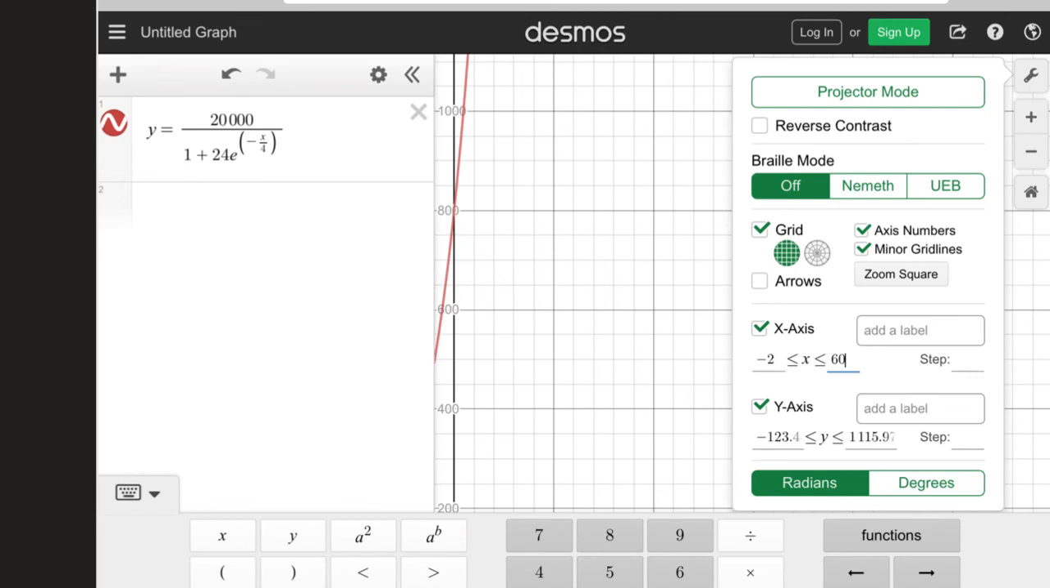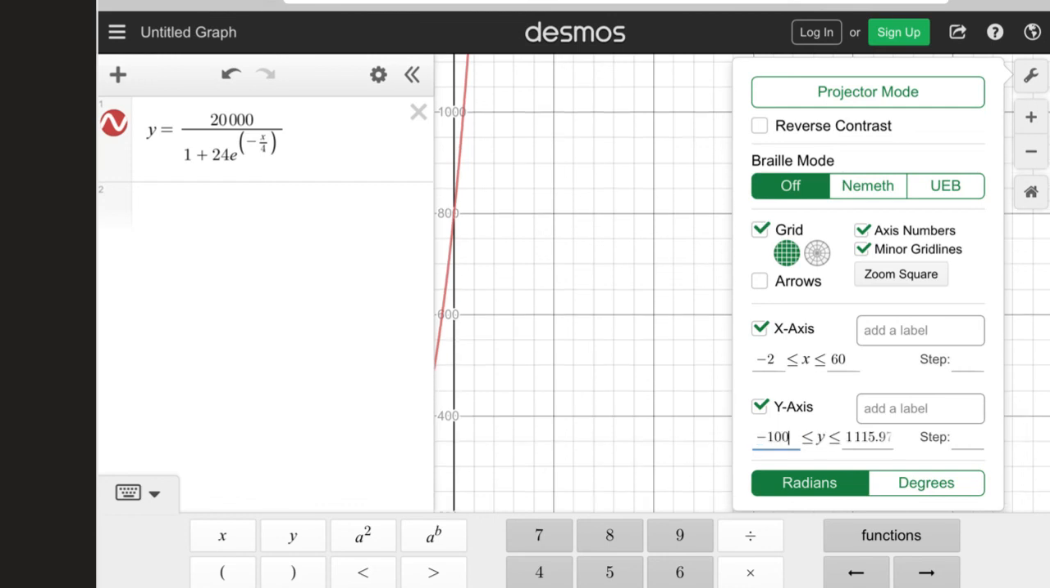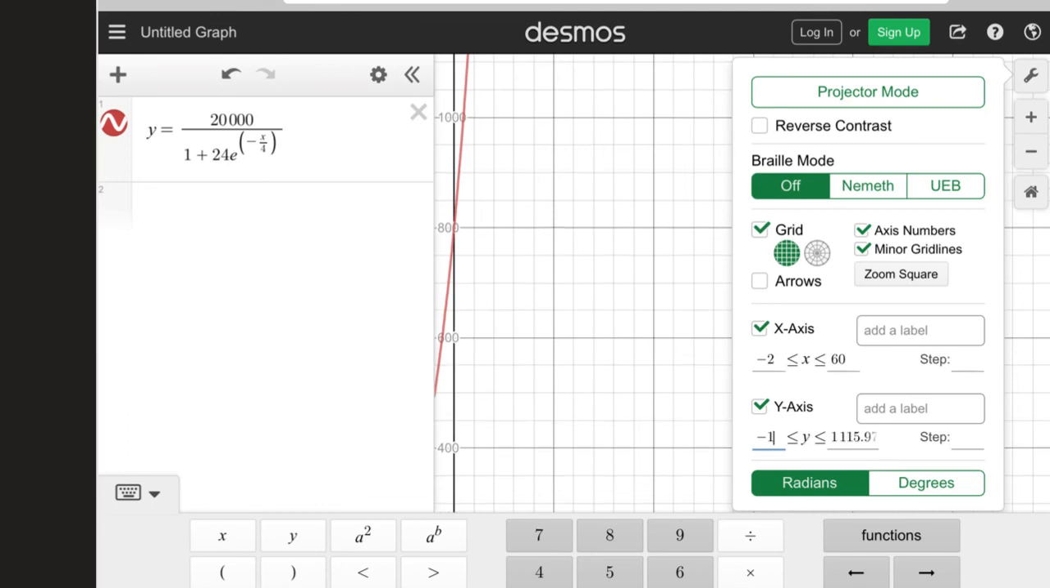I might end up looking at that afterwards and going, ooh, I want to change that, but let's take a peek. On my y-axis, I'm going to say, let me have maybe negative 100 fish so I can see a little bit below. You might be asking, why did you go negative 100? Well, maybe negative 50 would be fine.